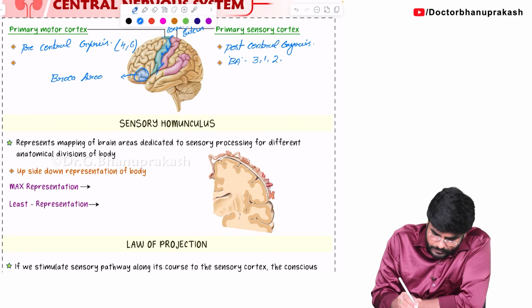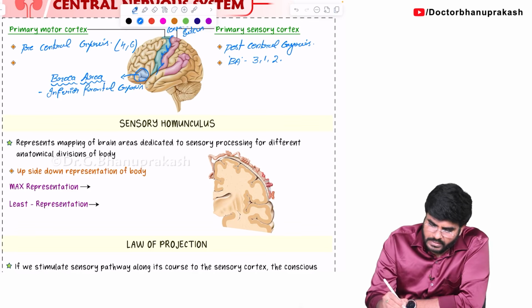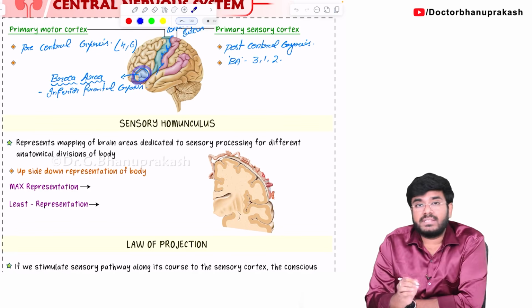Broca's area. And where exactly is this Broca's area located? Inferior frontal gyrus. Now question, what is the importance of this Broca's area? For our exams, what should we know?